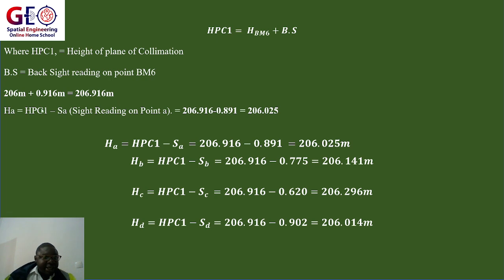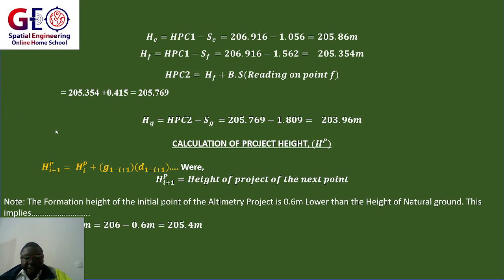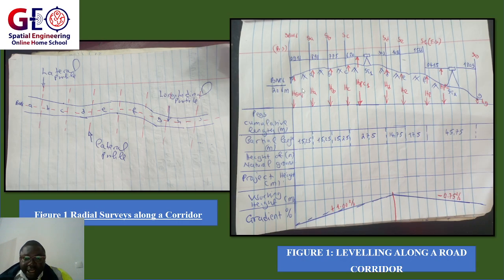206.916 meters. Now if we look at the sketch, now that we have this reading, we can clearly see that if we take the height of plane of collimation minus the side reading, we'll be left with height C. If we take the height of plane of collimation 1 minus the side reading on point B, we'll be left with height B. If we take the height of plane of collimation 1 minus the side reading on point A, we'll be left with height A.